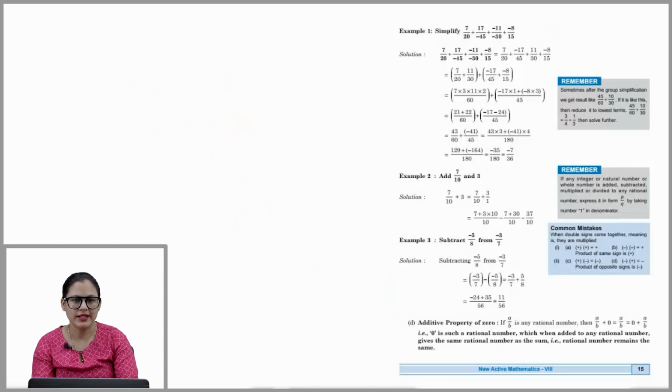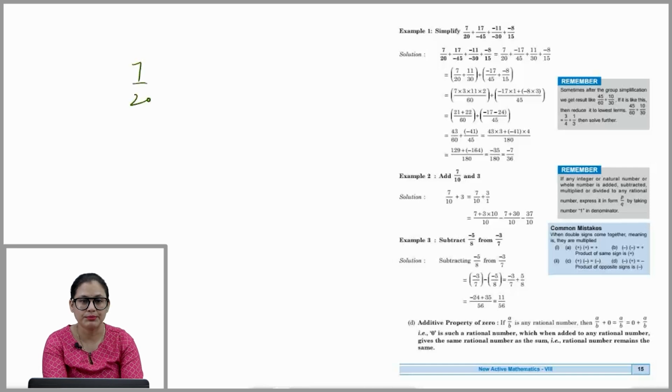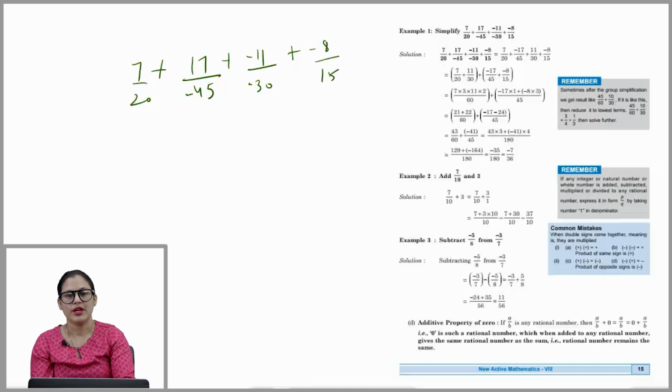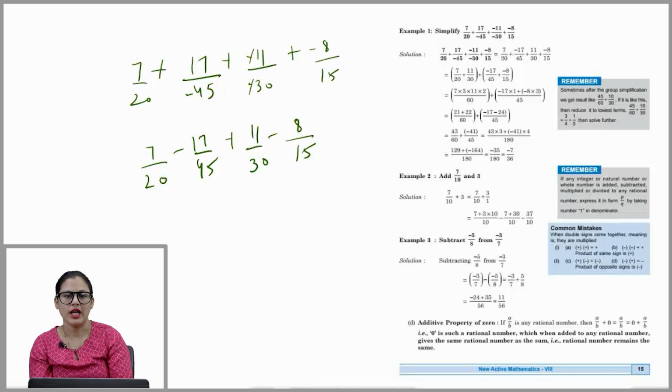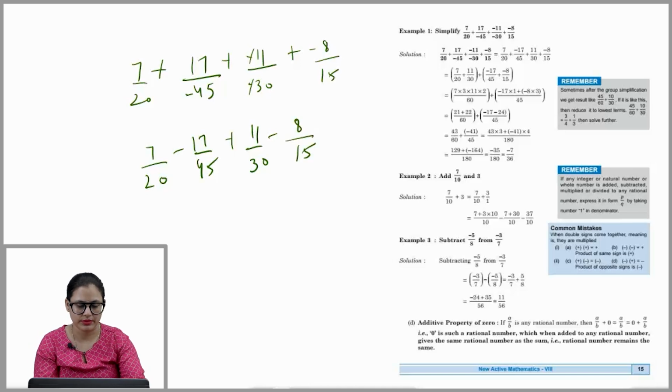Example, simplify 7 by 20 plus 17 by minus 45 plus minus 11 by minus 30 plus minus 8 by 15. So first, what will you do? We will write in the standard form. Minus 17 by 45, this minus and this minus will cancel out, 11 by 30 and minus 8 by 15. Now, add them up.